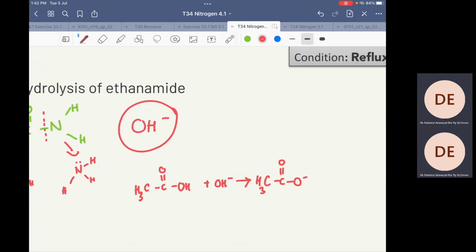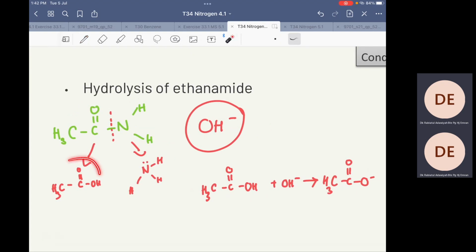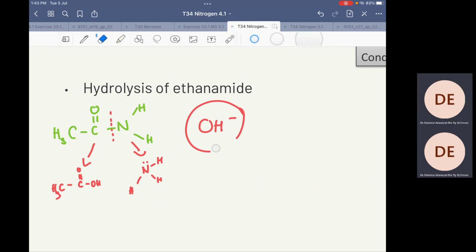Okay, so same thing. You actually have the acid first, but because we are in a basic condition, the carboxylic acid, whatever it may be, ethanoic, propanoic, butanoic, will react with the hydroxide ion to form a salt called carboxylate. Depending on what carboxylic acid you have, it will always form a carboxylate ion. Okay, so let's tidy that up.